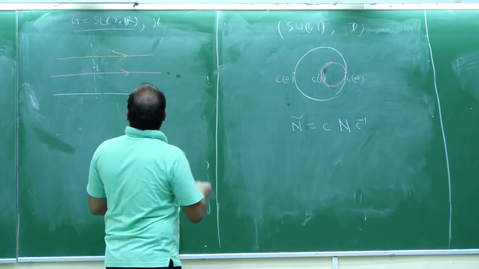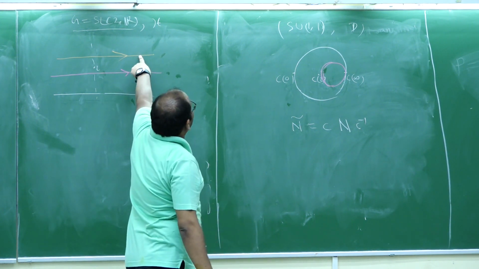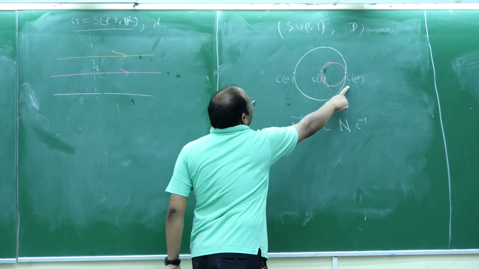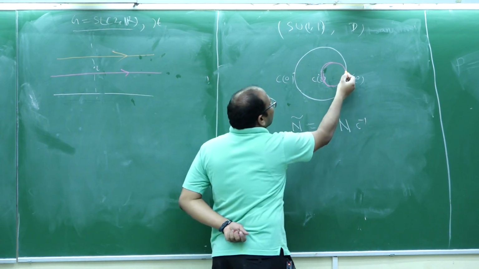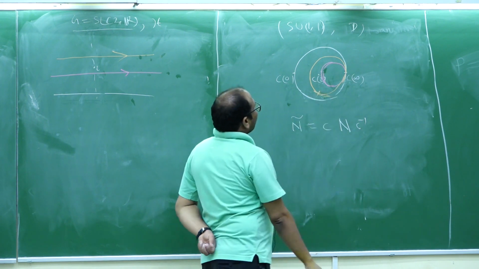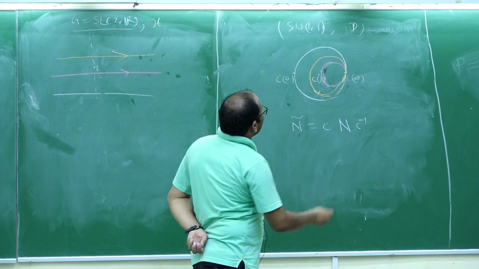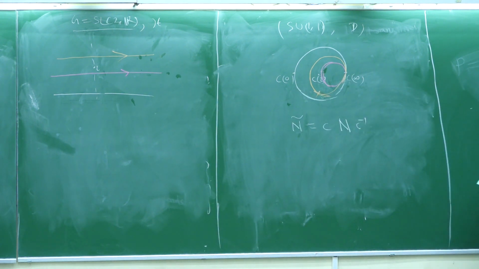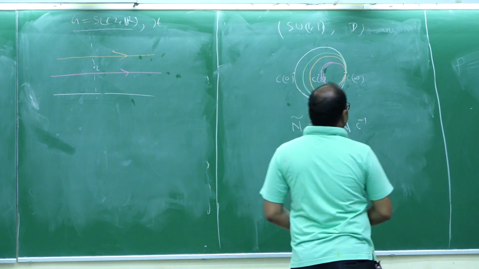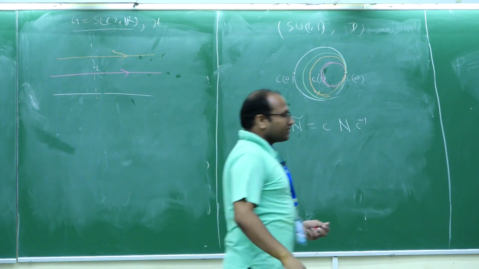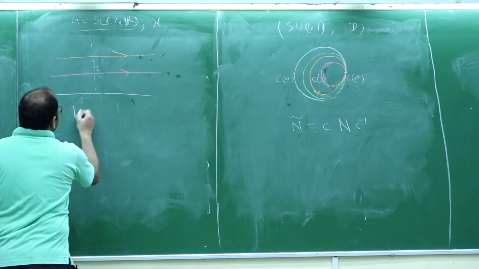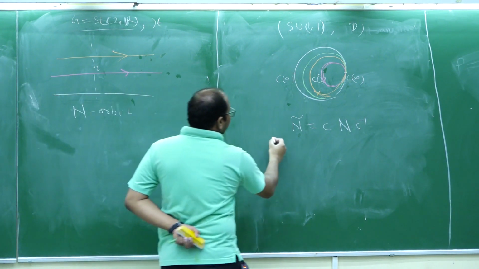Now, what will be the image of this line under this Cayley transform? That will also be a circle which passes through the same point. But since these lines are parallel, that will also be a parallel circle. So the N orbits and N tilde orbits in this picture will be parallel circles, this type of circle. I hope this is clear. So this is the N orbit and this is the N tilde orbit.